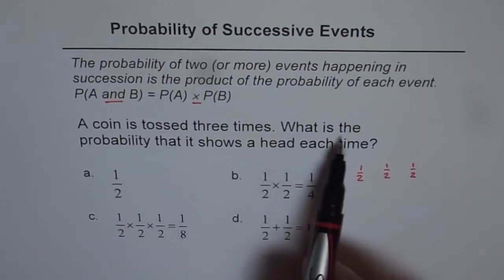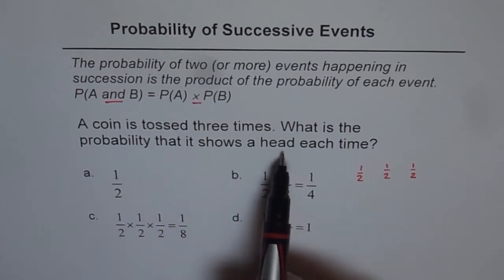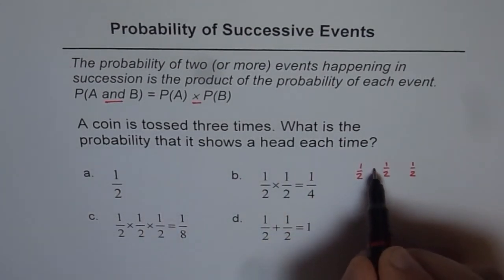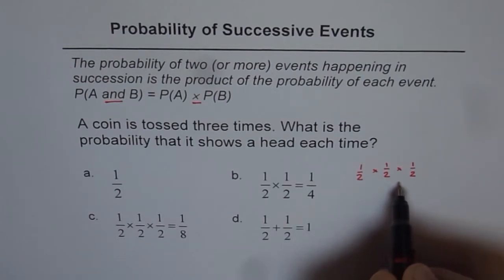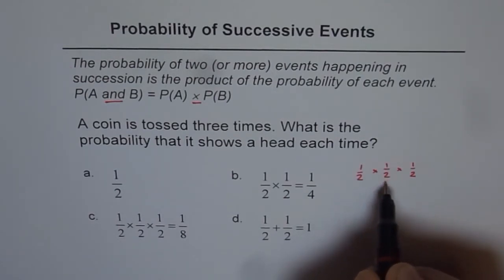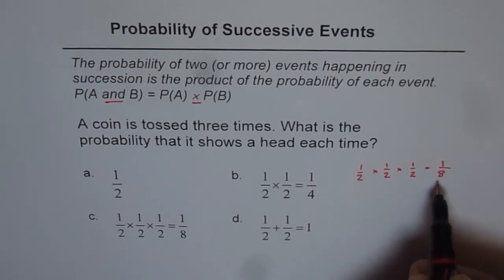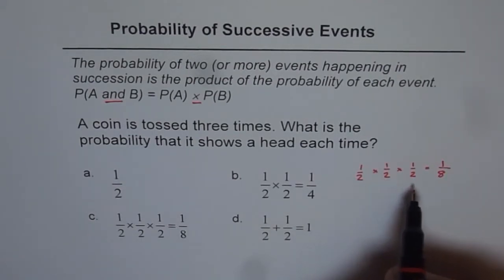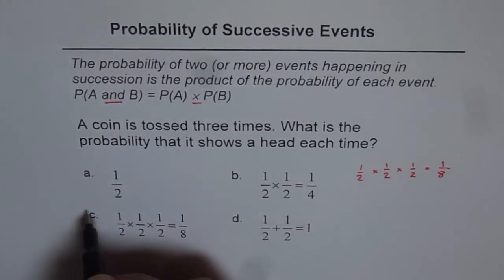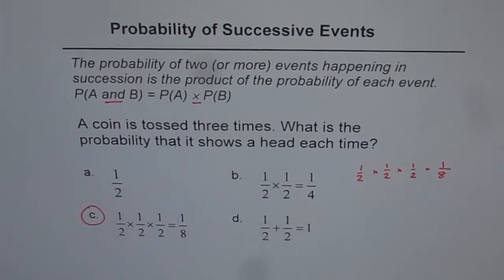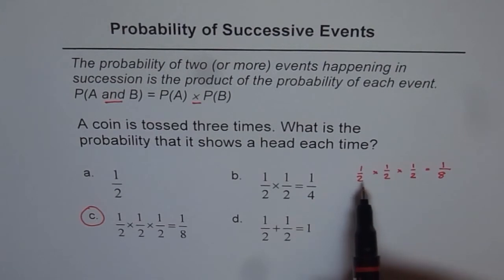Now, what is the probability that it shows a head each time? It is the product of these 3. That is to say, 1/2 times 1/2 times 1/2, which is indeed 1/8, much lesser than either one of them. Do you see that? So the option is C. So the probability of getting head each time, that means 3 different tosses, is just 1 out of 8. It is the product of the probabilities of each individual toss.